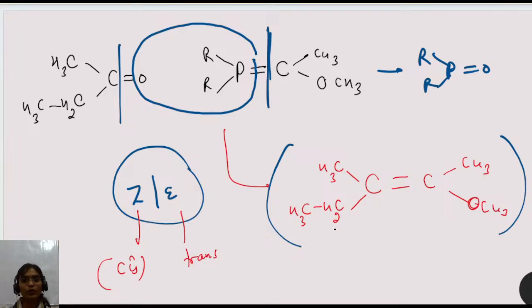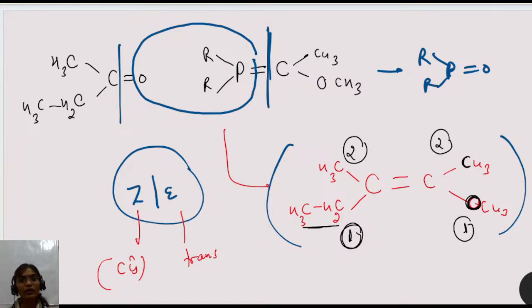Priority wise, both are carbon, but according to the CIP rule, this one has the first priority and this one gets the second priority. And out of this and OCH3, the first atom is carbon and the first atom is oxygen. Oxygen has the maximum atomic number, so this is the first priority, this is the second priority. Same priority groups on the same side, so which kind of thing is it? Cis.